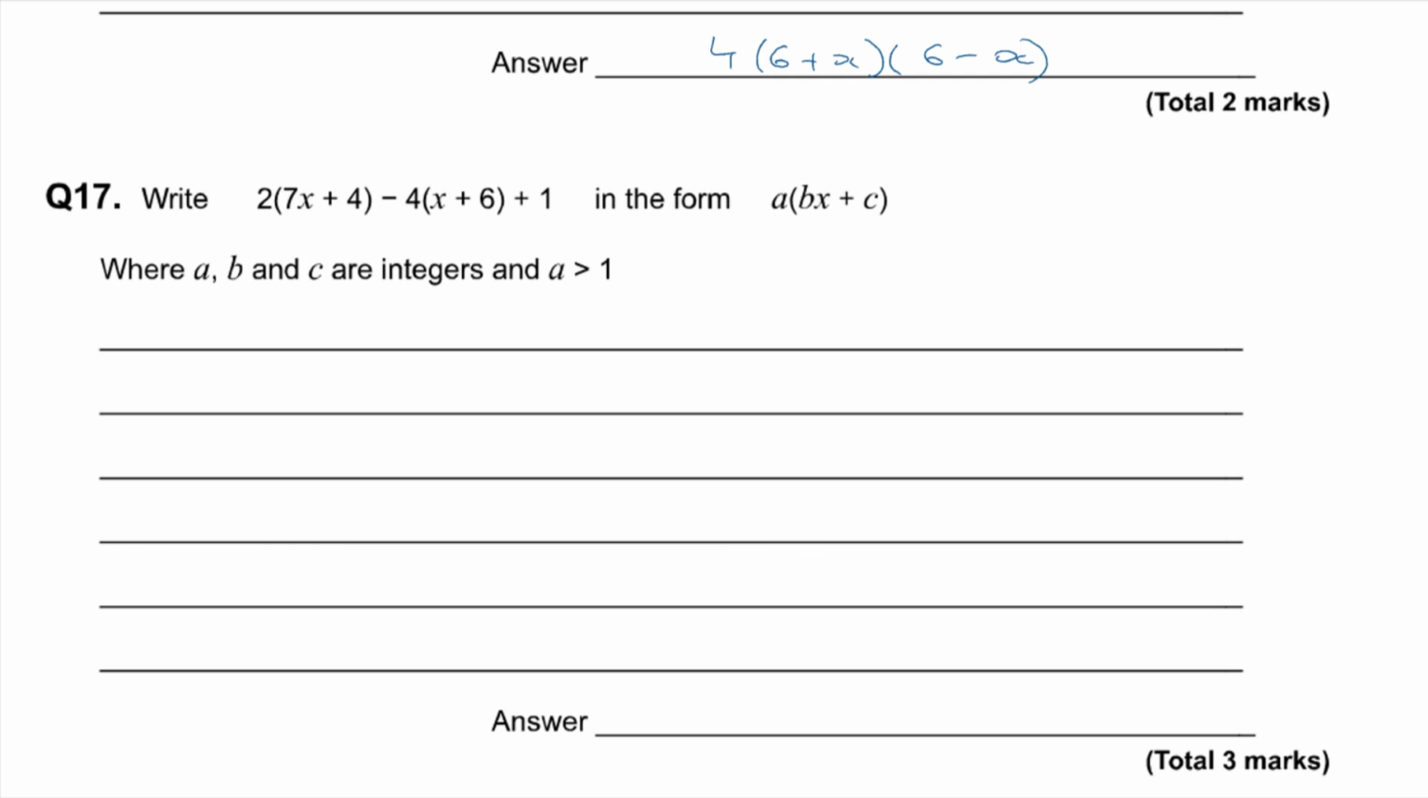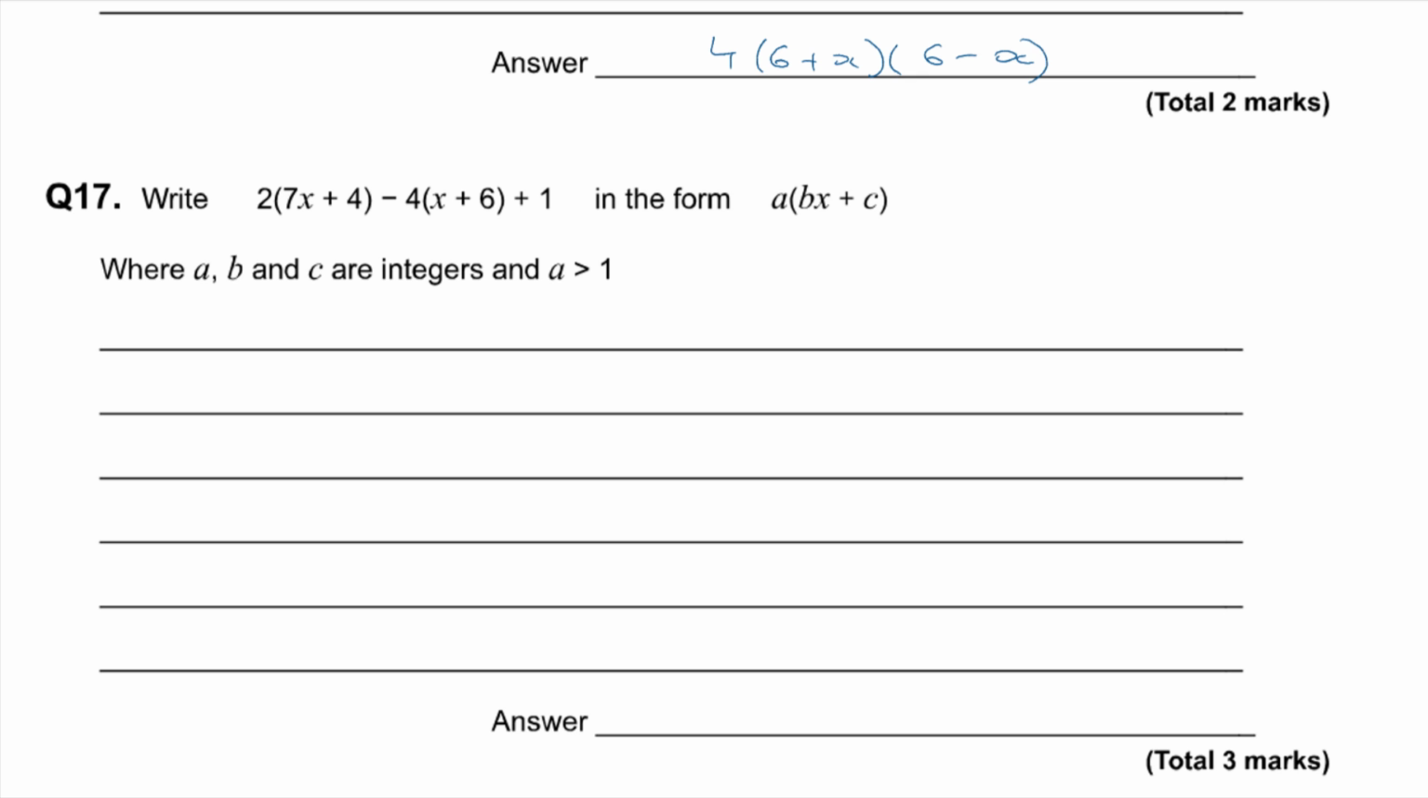Okay. Question 17, write 2 lots of (7x + 4) minus 4 lots of (x + 6) plus 1 in the form a lots of (bx + c). Okay. So here I need to multiply everything out, get rid of the brackets, and then put brackets back in again. Make your mind up. Right, let's do it then.